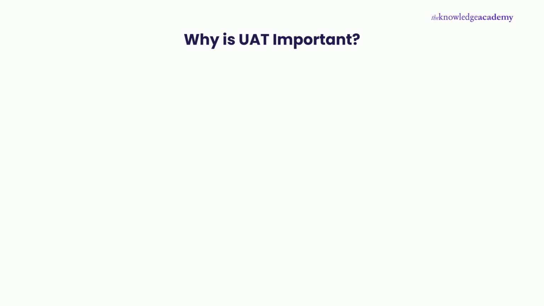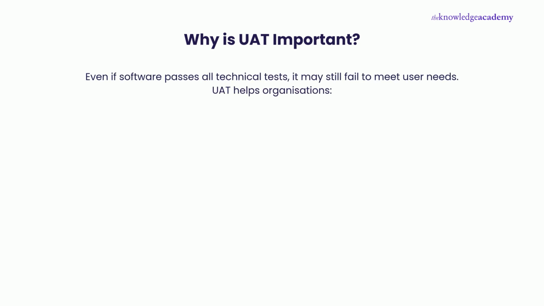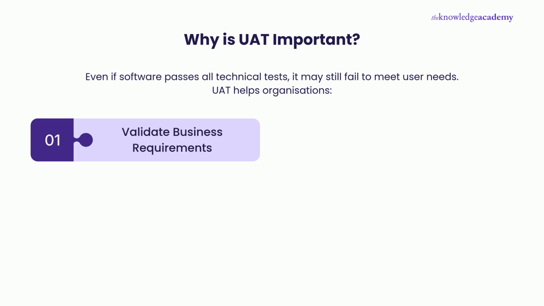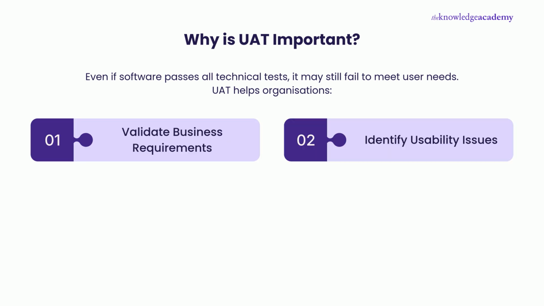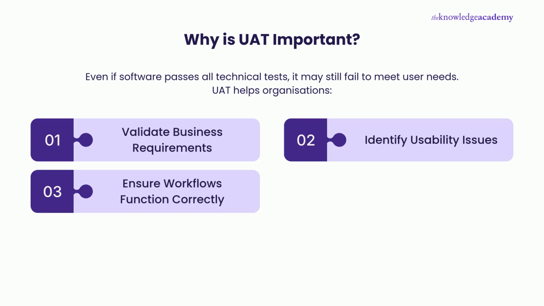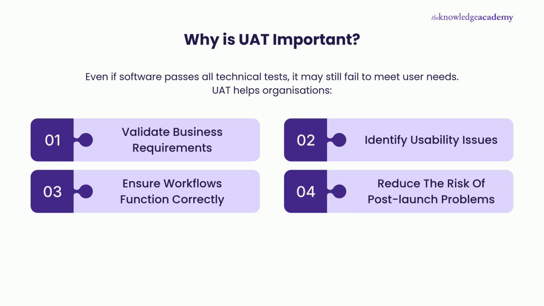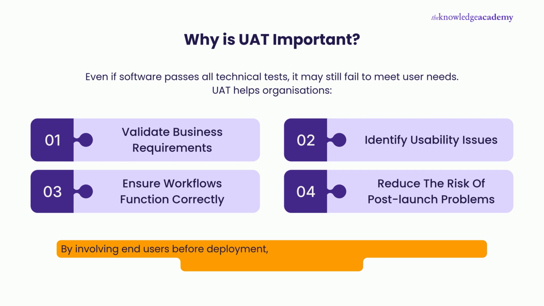Why is UAT important? Even if software passes all technical tests, it may still fail to meet user needs. UAT helps organizations validate business requirements, identify usability issues, ensure workflows function correctly, and reduce the risk of post-launch problems. By involving end users before deployment, organizations can gain confidence that the system delivers the expected value.